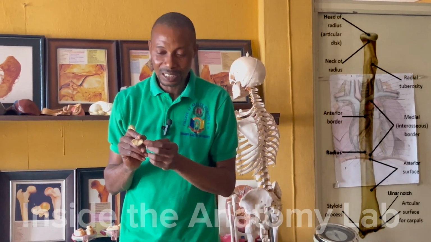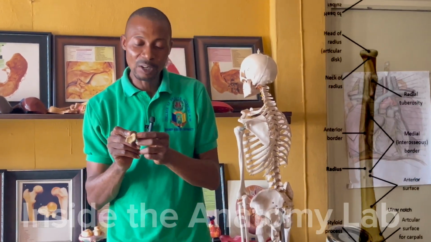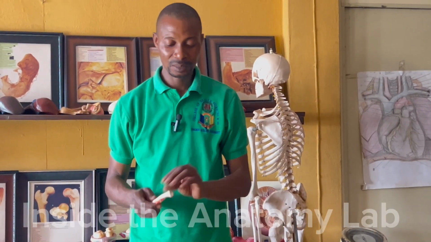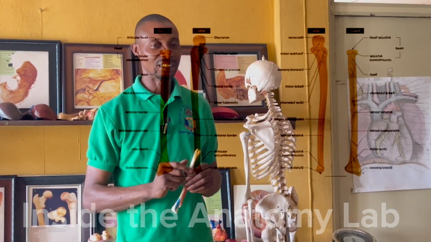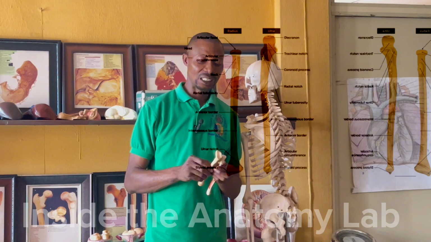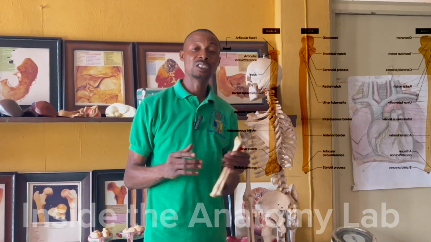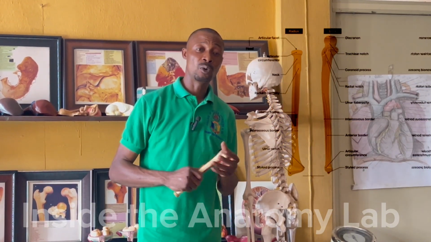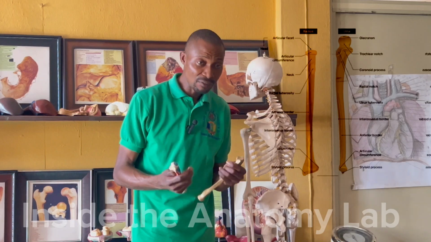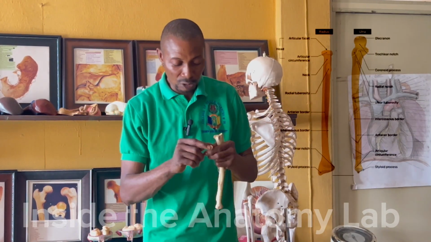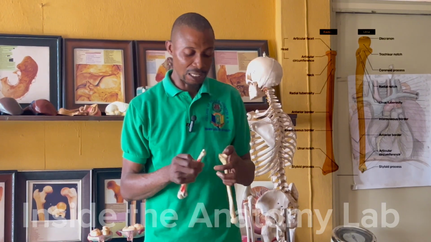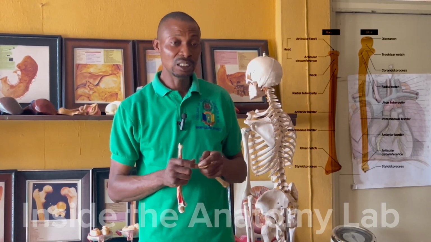Downwards here, the radius has the what? The styloid process. Same way the ulna has what? The styloid process. Remember that I told you in the beginning of the class that these two bones are located at the same point, just that one lies medially and the other one lies laterally. They have similar features, just as I've told you. The presence of the styloid process in the ulna and the presence of the styloid process in the radius.